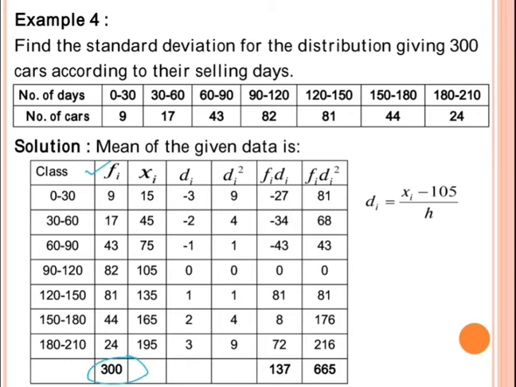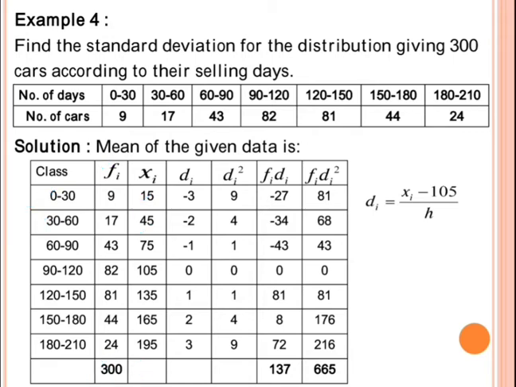Now next we need to find xi. Okay, we know how to find xi: upper limit of class interval plus lower limit of class interval, divided by 2. 30 plus 0 by 2, that is 15. 30 plus 60, that is 90 by 2, that is 45. Similarly, we will find all the values of xi.